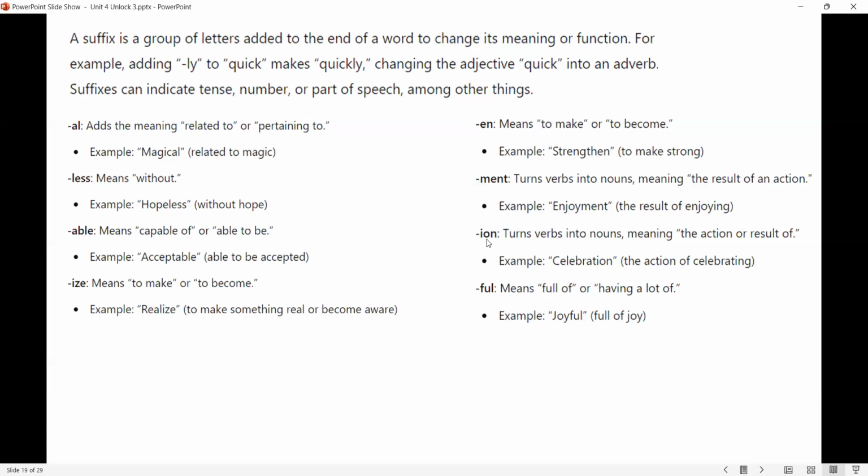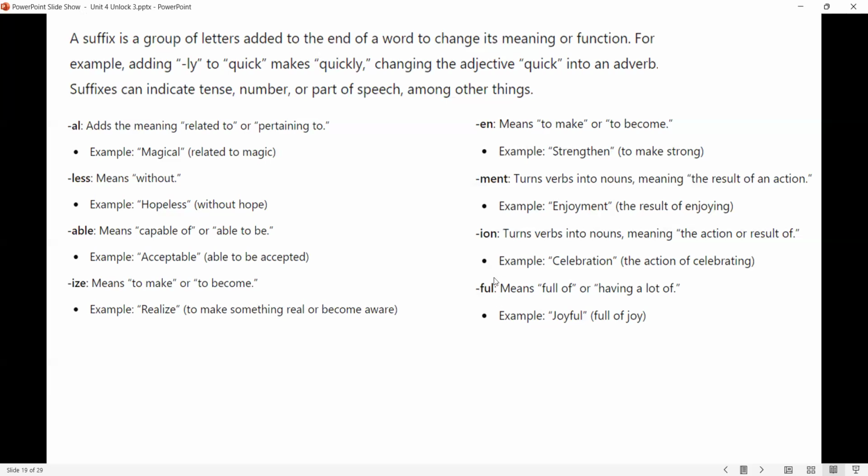ION is a noun maker again. So it turns verbs into nouns, meaning the action or the result of. For example, celebrate is the verb. Celebration is the noun. And it means the action of celebrating.